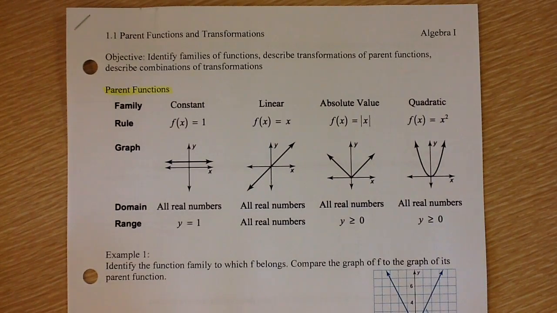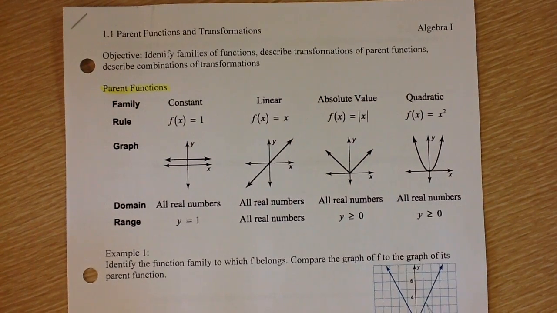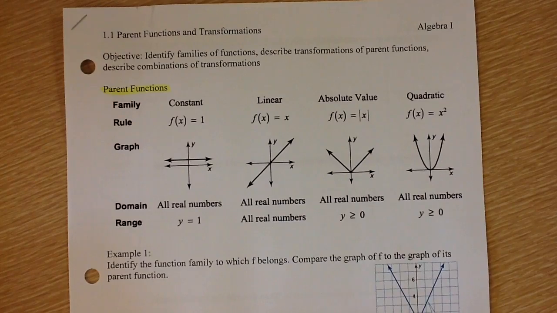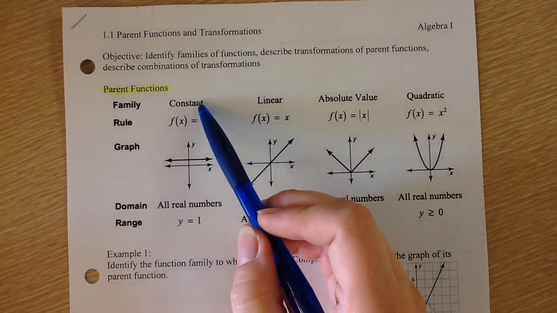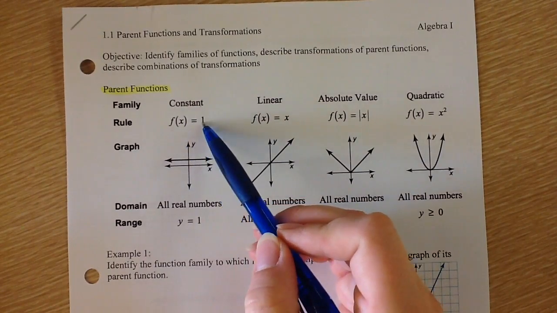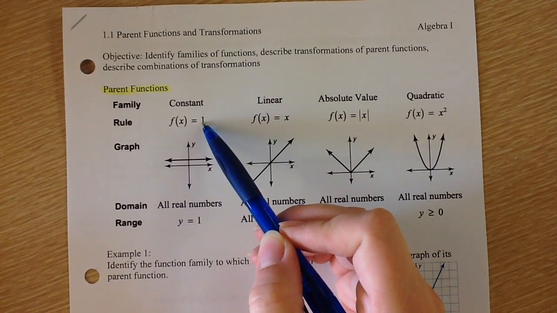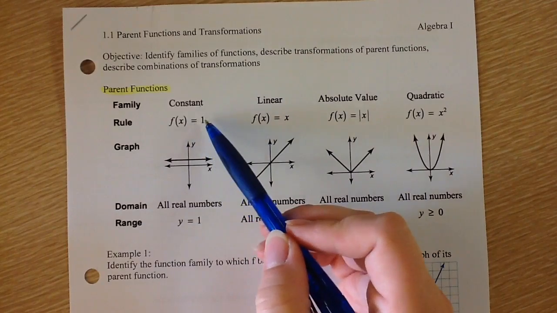Okay, and we're going to be looking at the parent of that function family, and then we're going to be doing stuff to that parent to get some of the children, to get some of the other functions in that family. Okay, so our first function family is the constant function. What the constant function does is no matter what you put in, you get the same thing out. The parent for that is the function f of x equals 1.